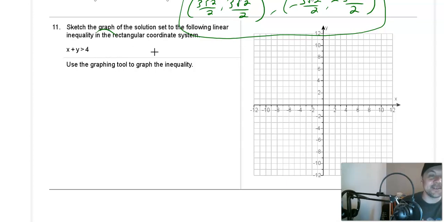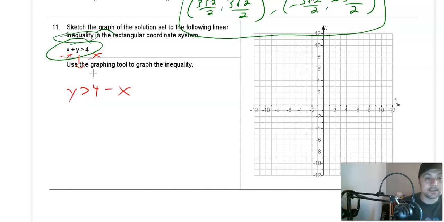Sketch the graph of the solution set to the following linear inequality. So it's an inequality is what I was trying to get at. The method I prescribed in section 5.5 for these problems is to solve each one for y if possible. So I'm going to solve this for y by subtracting x to the other side. I get y is greater than 4 minus x. Should be a minus sign there. All right. And then I will graph this as an equation.